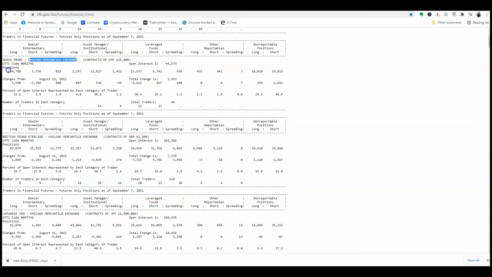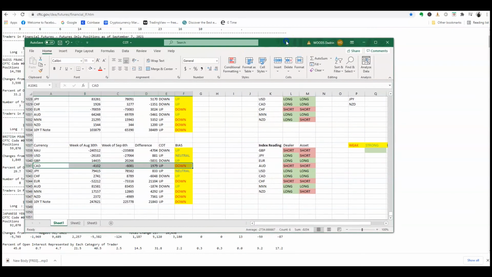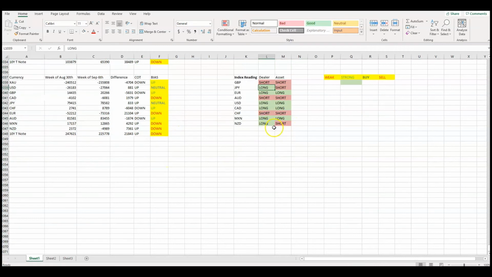Looking here, you'll see that there are much more longs than there are shorts. But on the dealer side, you're opposite. So you're going to be short on the dealer side for Swiss franc. And on the asset side, you have more shorts than you have longs. So you're going to actually be short on the asset side because you're going with what it actually is. So you're short on the dealer side, you're short on the asset side. Now, if you look on my report here, you'll see where I made these notes. And on the Swiss franc, I put short, short.